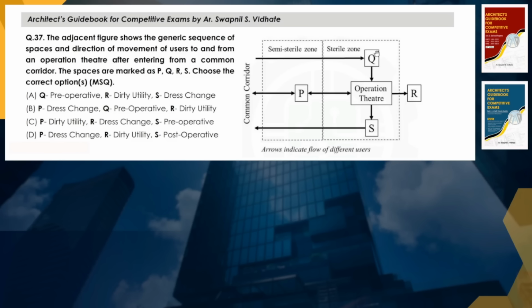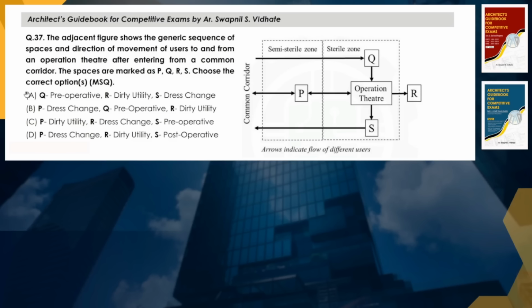Like from the common corridor, you are going to space Q, then to the operation theater, to space S, and again coming back to the common corridor. And there is some movement which is directly going away from the operation theater, right? So what they are asking: the spaces are marked as P, Q, R, and S. Choose the correct options from the given four options. It is an MSQ question.